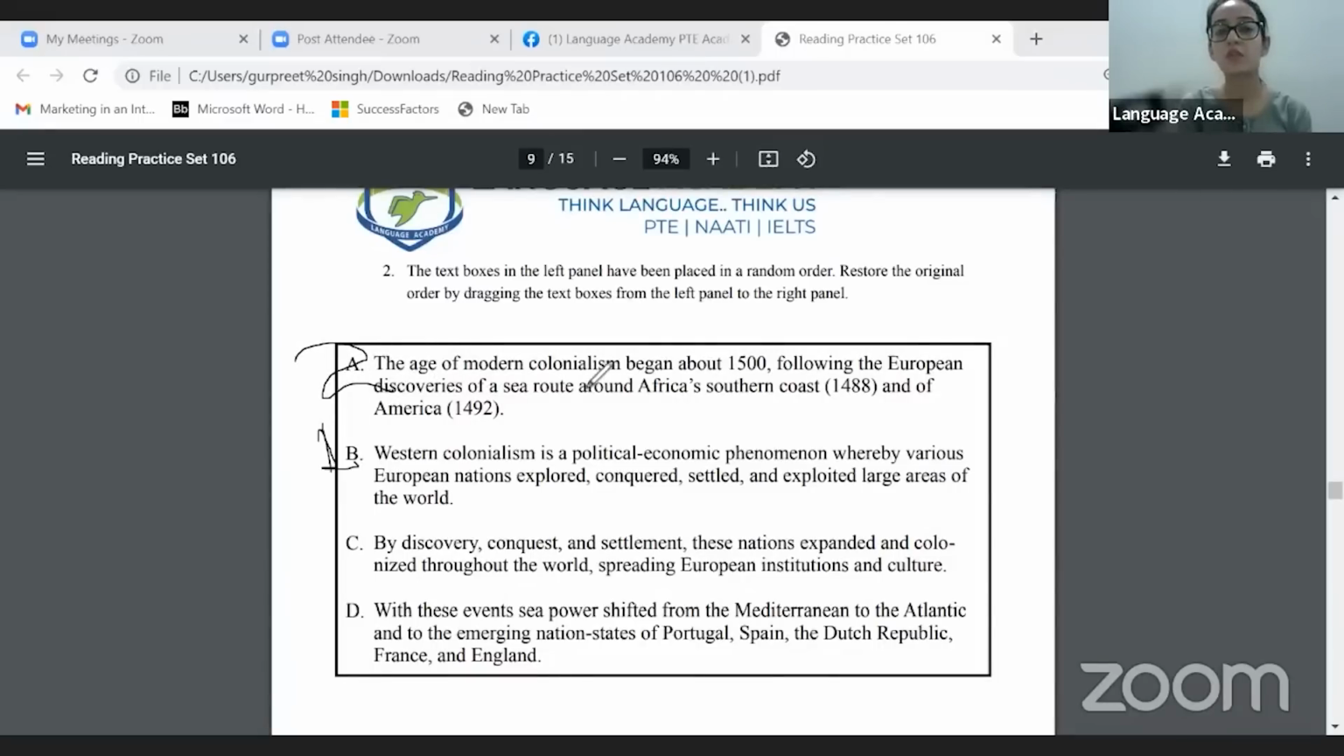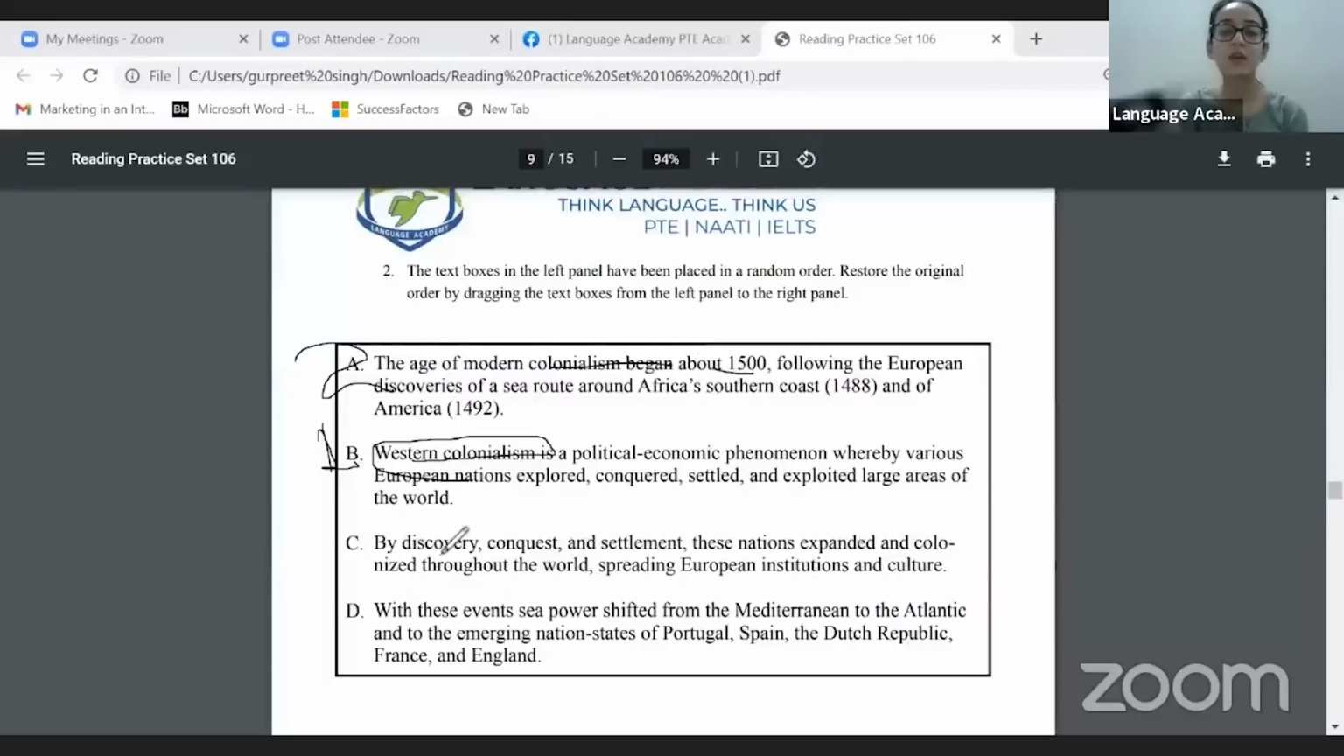The age of modern colonialism began about 1500 following the European discoveries of the sea route and Africa's southern coast and of America. So this was just the definition of what we mean by colonialism, and then they gave further information on when it started.